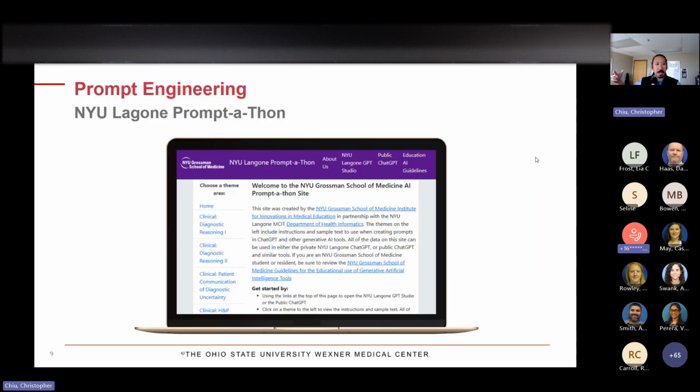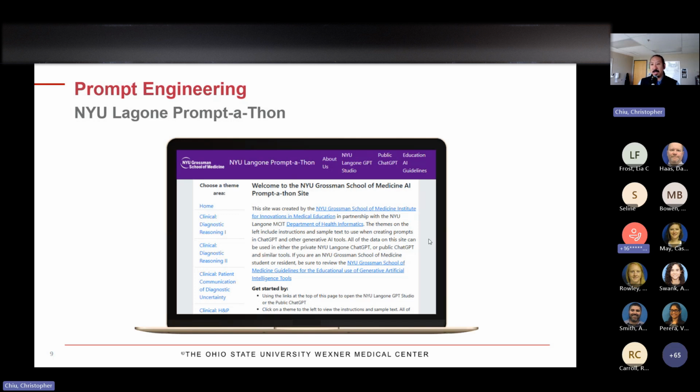I want to provide a link. I will share this later, but I was recently at the Society of General Internal Medicine, and NYU had this cool thing called a promptathon, where they developed a whole bunch of different ways in which they learned how to use large language models. You can even see some of the examples here: how to do diagnostic reasoning, how to communicate to a patient, how to help with H&P. You can even use prompts to help yourself write better prompts, because the big thing about using AI is how to use it effectively.